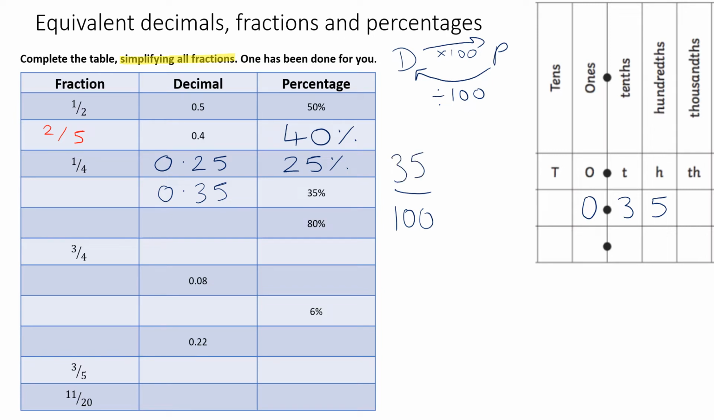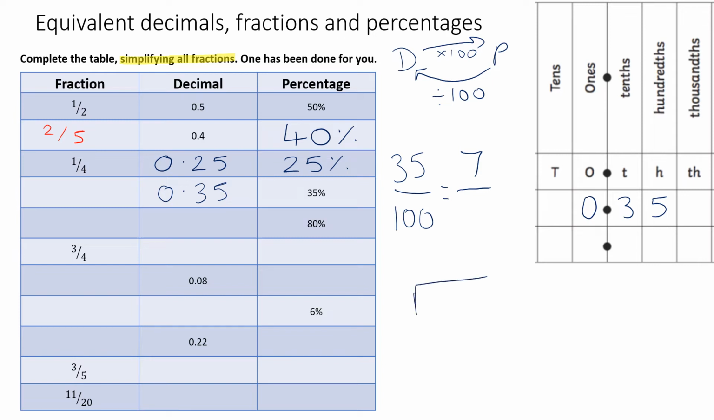35 is an odd number, 100 is an even number. How can you simplify? Well, looking at the last digits, a 5 and a 0, we should hopefully be thinking they're multiples of 5. Okay, how many times does 5 go into 35? It is 7. 7 times 5 is 35. And how many times does 5 go into 100?